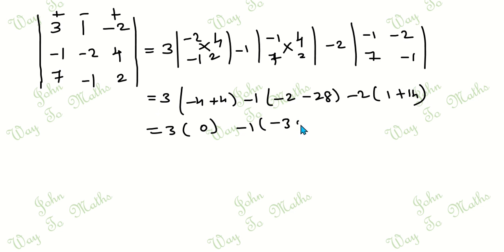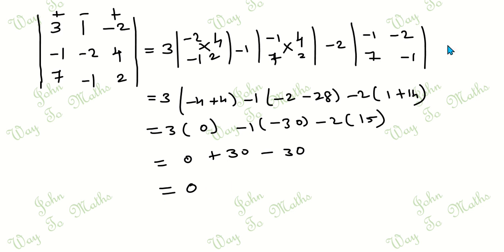-2 times 1 plus 14 becomes 15, which is equal to 3 times 0 becomes 0, then minus into minus positive, 1 into 30 becomes 30, then minus 2 times 15 becomes 30, so we get 30 minus 30 becomes 0, the determinant value becomes 0.